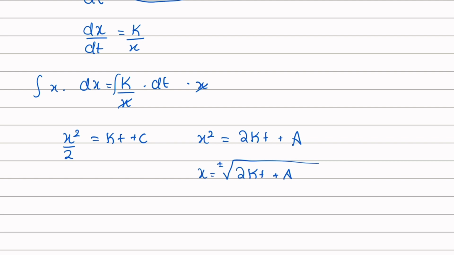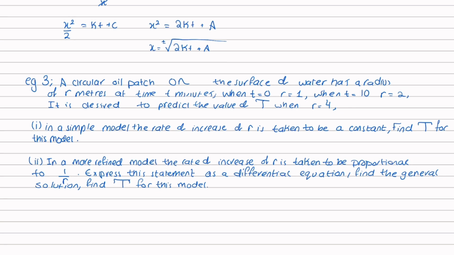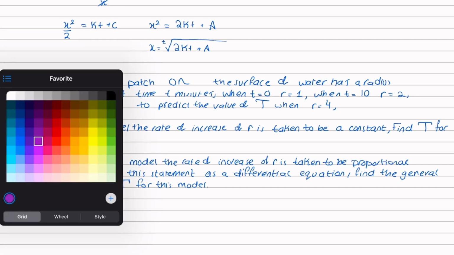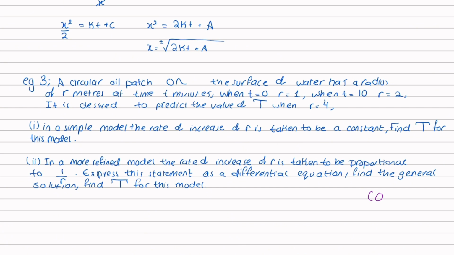Now let's go ahead and do an example on this. Okay, let's look at example number 3. A circular oil patch on the surface of water has a radius of r meters at time t minutes. So we're going to see a relationship, I believe, of r with t. When time equals 0, r equals 1. Let's write this down as an initial condition. At time t equals 0, the radius equals 1, and at time t equals 10, radius is equal to 2. It says it is desired to predict the value of t, or capital T, when the radius is equal to 4. So it's unknown here, or t, when radius is equal to 4. Okay, because in a simple model, the rate of increase of r is taken to be a constant, so find t for the simple model.